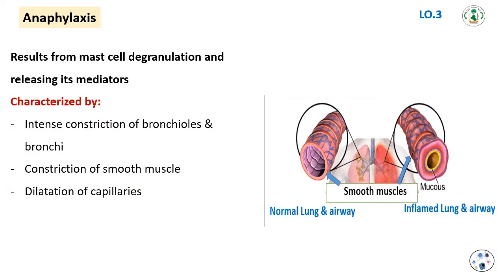Anaphylaxis. Anaphylaxis results from mast cell degranulation and release of its mediators. It is characterized by intense constriction of bronchioles and constriction of smooth muscle, and dilatation of capillaries.